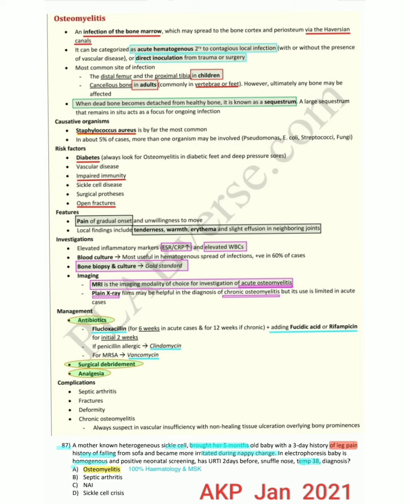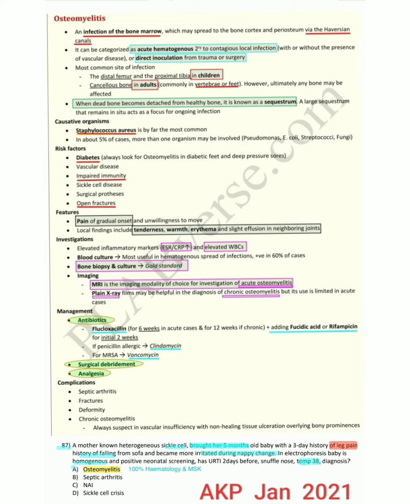Features: pain of gradual onset and unwillingness to move. Local findings include tenderness, warmth, erythema and slight effusion in neighboring joints. Investigations: elevated inflammatory markers, ESR and CRP increase, and elevated WBC count.